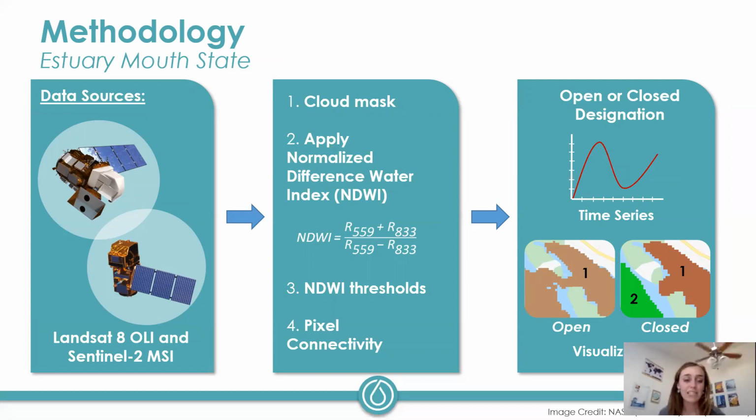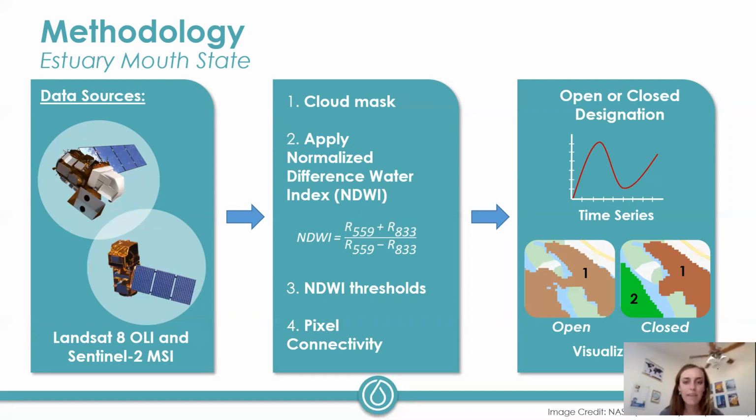We assessed the estuary mouth state conditions using Landsat 8 and Sentinel-2 imagery processed in Google Earth Engine, and Google Earth Engine was our platform of choice because we wanted to take advantage of its comprehensive database of free satellite imagery and its cloud computing technology.